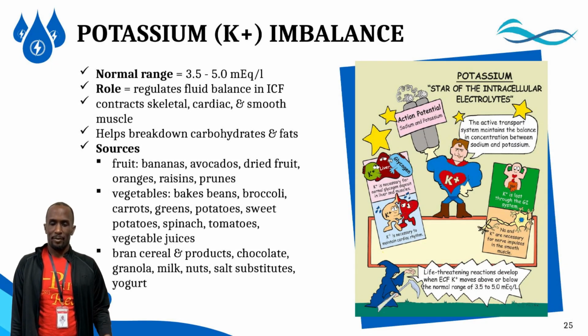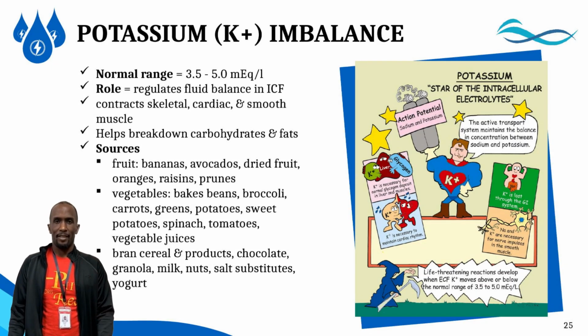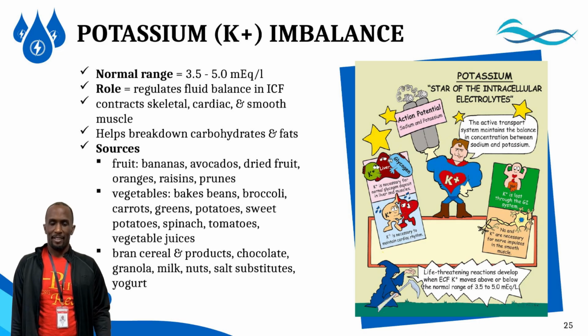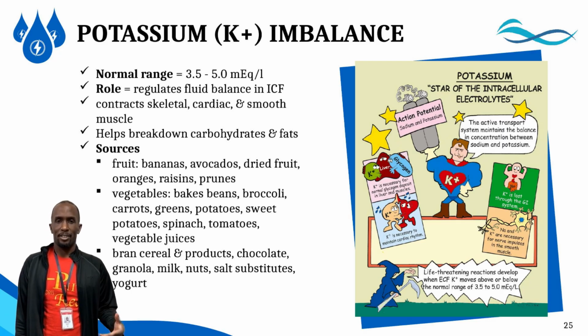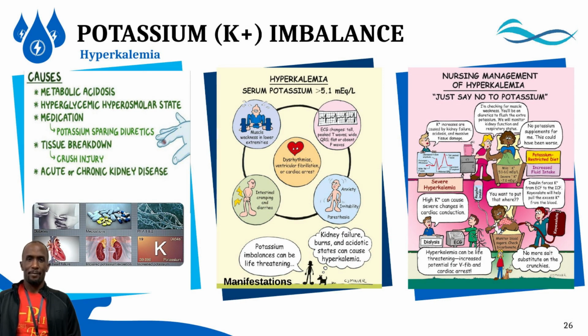Potassium levels, normally 3.5 to 5.0 milliequivalents per liter, are crucial for fluid balance in cells and muscle contraction. It aids in carbohydrate and fat breakdown. Key sources include fruits like bananas and avocados, vegetables such as spinach and potatoes, and foods like bran cereal, chocolate, and yogurt. Hyperkalemia, an elevated potassium level, can lead to muscle weakness, fatigue, and cardiac arrhythmias.